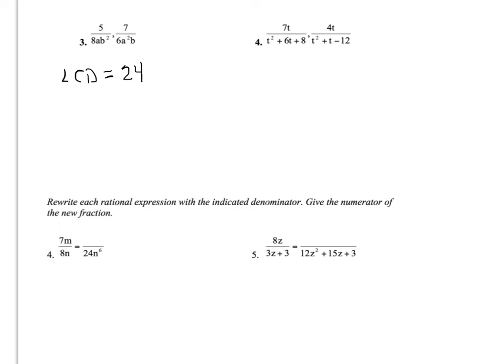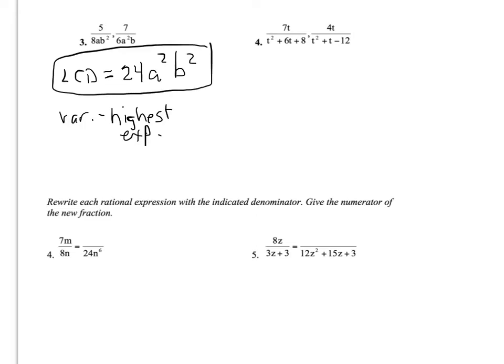But when I check the variables, what I have to do is take the one that has the highest exponent. Remember, I said you can't ever have an LCD that's smaller than the largest number. It can't be any smaller than your largest exponent either whenever you're talking about variables. So if I have a's in both places, I know I have to have an a to some power. I'll pick the one with the larger exponent. So 24a squared b squared becomes my LCD if my monomial has both numbers and variables.